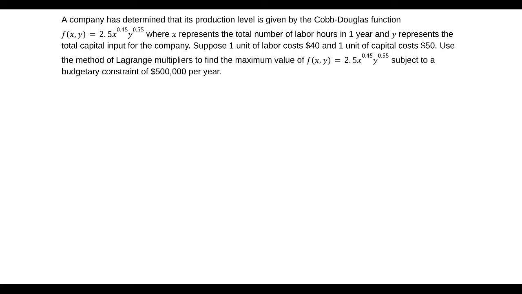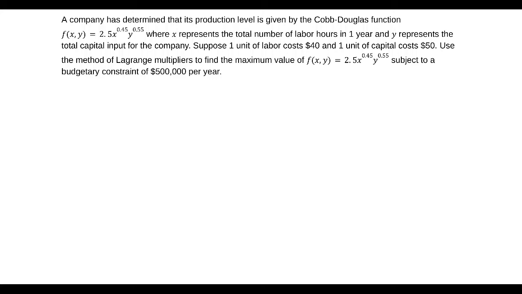Use the method of Lagrange multipliers to find the maximum value of f of x comma y equal to 2.5 x to 0.45 exponent multiplied by y to the 0.55, subject to a budgetary constraint of $500,000 per year.